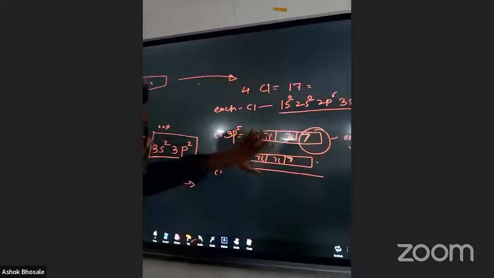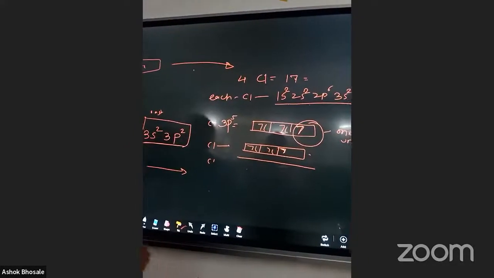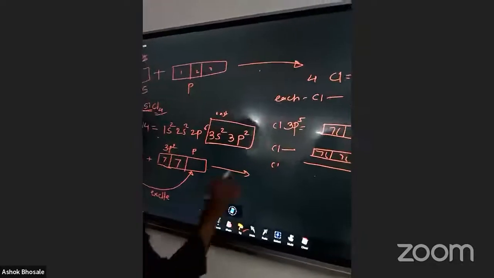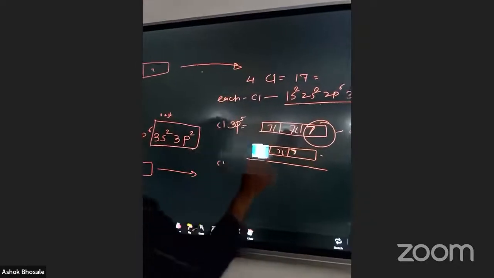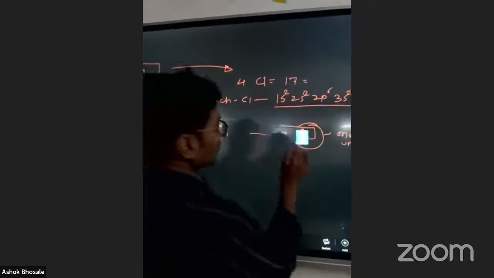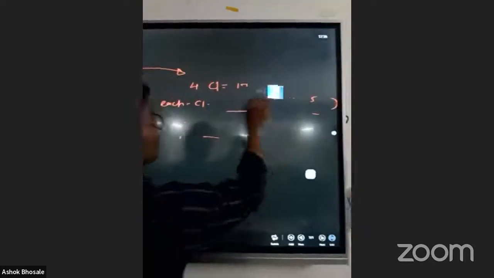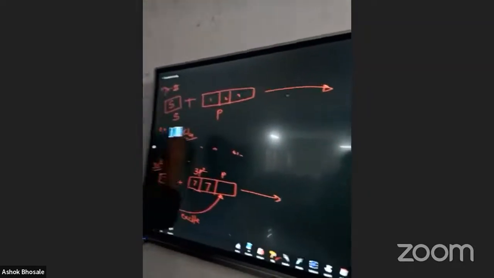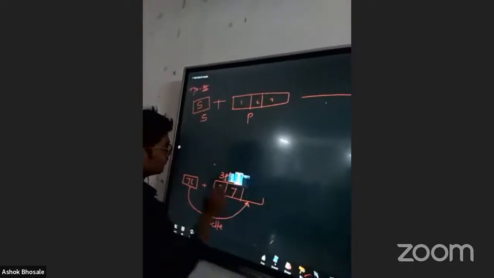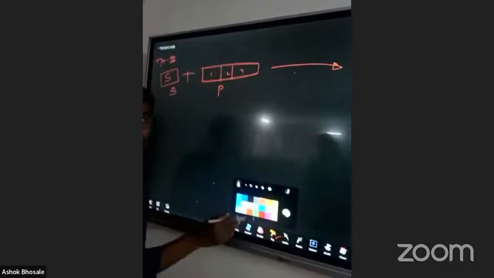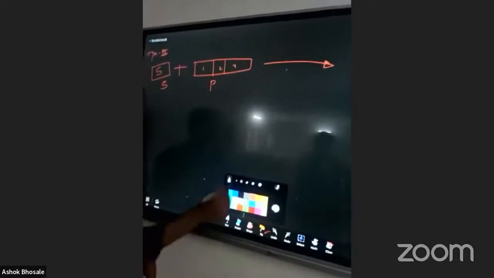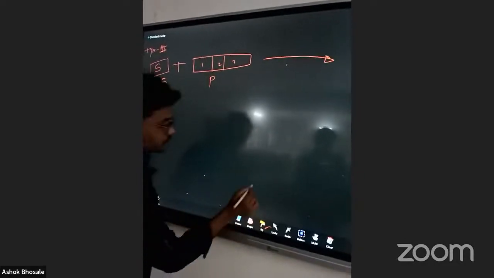Now we are making the bond with the silicon. See here, we have the 4 unpaired electrons of silicon, and each chlorine atom has 1 unpaired electron. Now both atoms will make the bond between them by overlapping the orbitals. Overlapping the atomic orbitals.